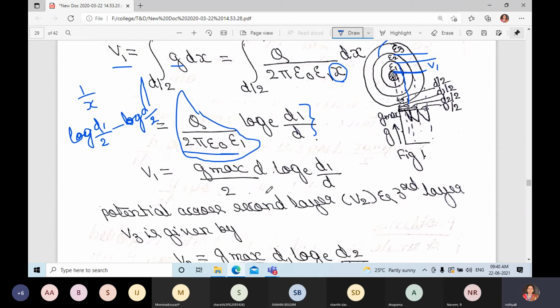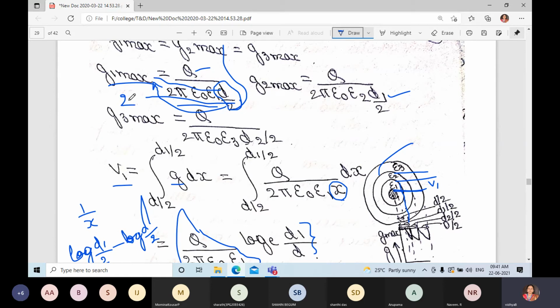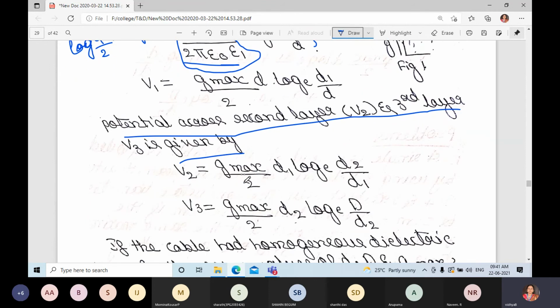So next, what you will get? This 2 will go up, so this 2 will come to the numerator. G1 max divided by 2 and d will go to the numerator. So G1 max d divided by 2 is nothing but q divided by 2 pi epsilon naught epsilon 1. Just they have converted the equation. Potential across second layer V2 and third layer V3 is given by V2 is equal to, similarly by using this formula only we can write directly.